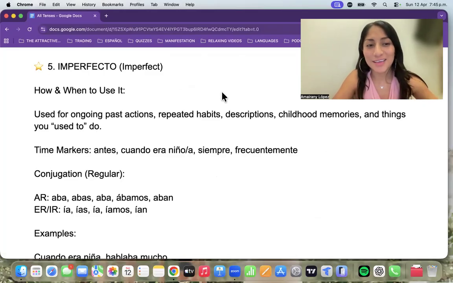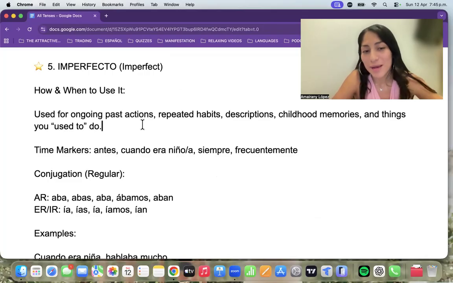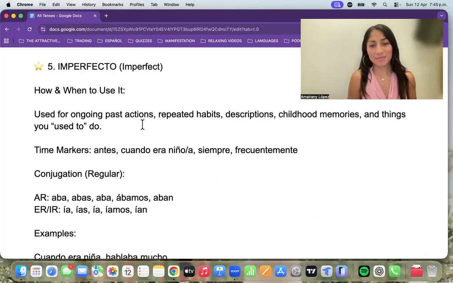Now let's continue with the imperfecto. How and when to use the imperfecto. Used for ongoing past actions, repeated habits, descriptions, childhood memories, and things you used to do, okay? So this is how it's different from the simple past. The simple past just focuses on those things that were already completed, actions that started and that ended.